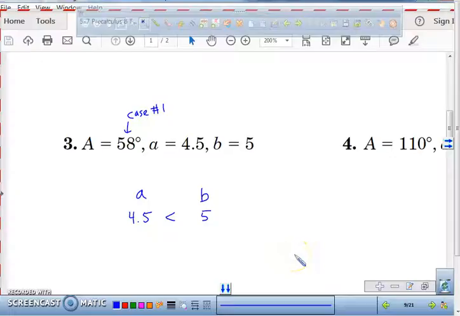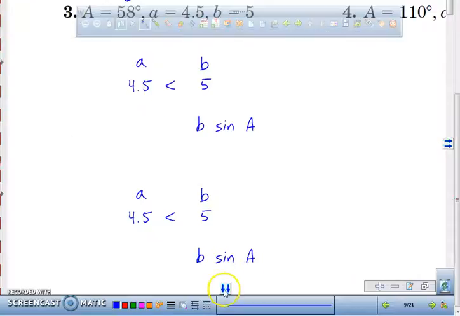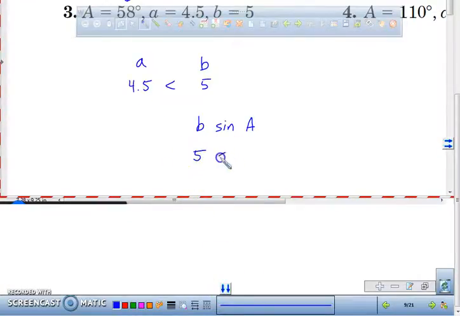But if A is less than B, what's the next thing we're going to do? We have a test. What's the test? B times the sine of what? A. So right now we're going to write 5 times the sine of 58. Right now we're comparing 4.5 to that. 4.5 in comparison to 4.24. 4.5 is greater than that.